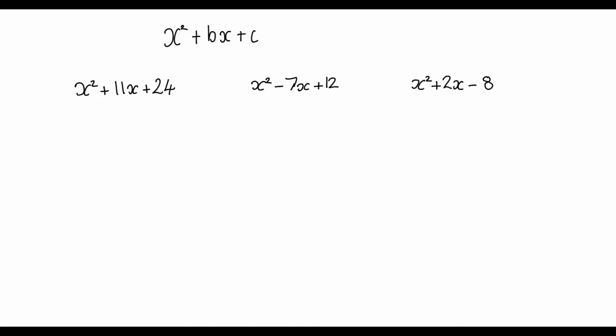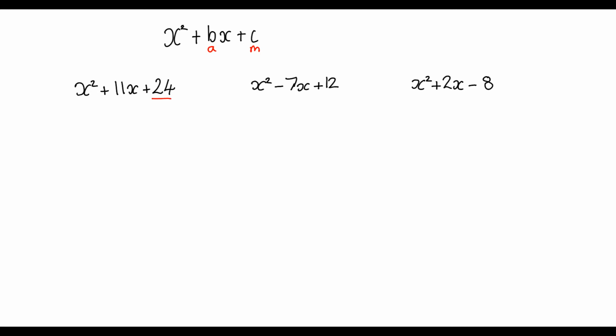So what we need to do is look at two things. We need to look at the value of the last term, and we want two numbers that multiply together to give us that constant at the end. And we need those two values that when we add them together, they give us the value of that x coefficient there. So we've got this adding to get the x coefficient, multiplying to get the constant. Okay, so let's have a look at this first one then.